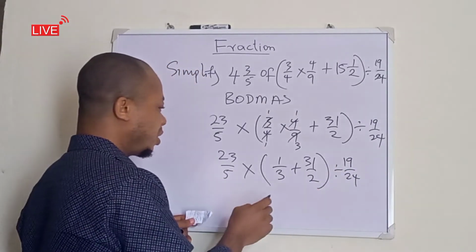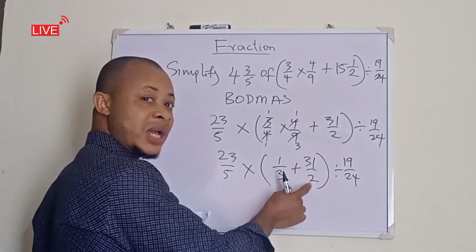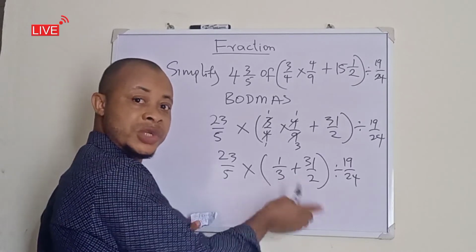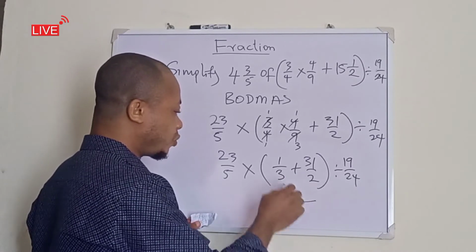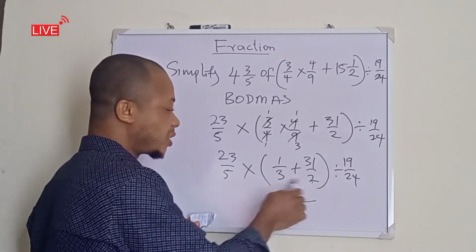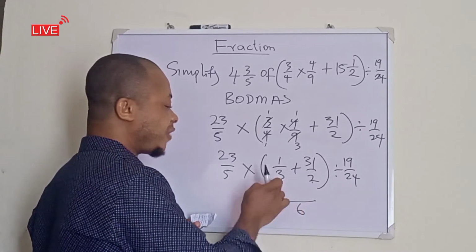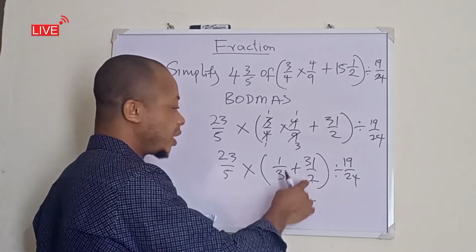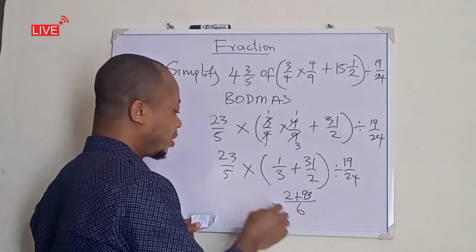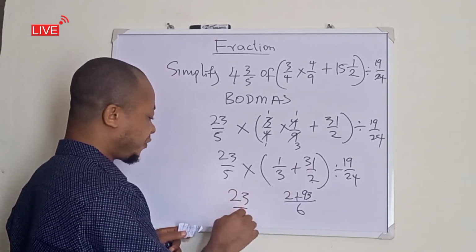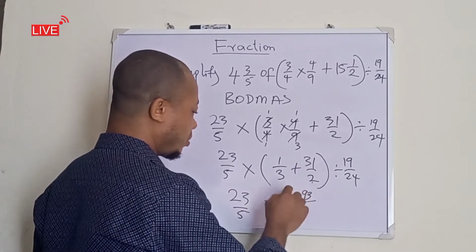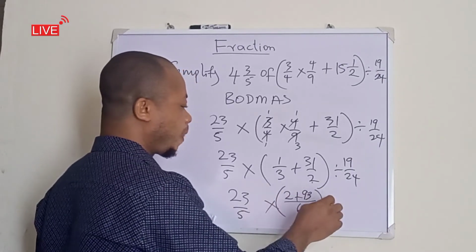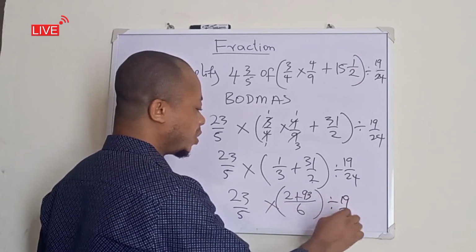We are still in the bracket. So we are going to take the LCM now because we are connecting two fractions with plus, which I told you. So the LCM of 2 and 3 will give you 6 because 2 times 3 is 6. 6 divided by 3 is 2. 2 times 1 is 2, plus 6 divided by 2 is 3. 3 times 31 will give you 93. So we bring down our 23 over 5 times, still put it in brackets because we are not through yet. We are going to add 2 to 93, divided by 19 over 24.